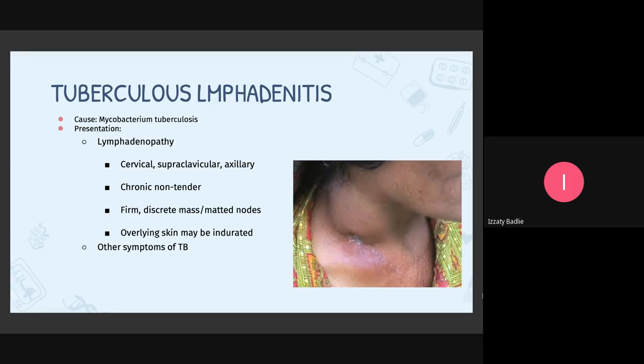The lymph nodes are usually at the cervical, supraclavicular, or axillary area. Since TB infection is chronic, the lymphadenopathy is also chronic and usually non-tender. It is firm with discrete masses or matted nodes joined together. The overlying skin may be indurated. The pathophysiology of tuberculous lymphadenitis is granulomatous inflammation in which the lymph node will have caseating necrosis. So next one.